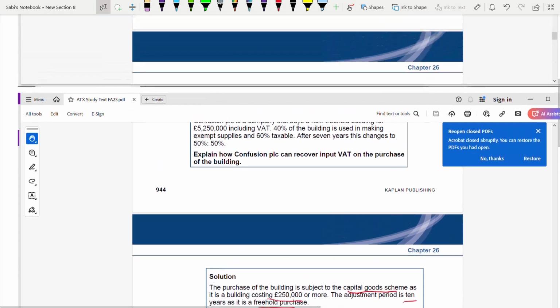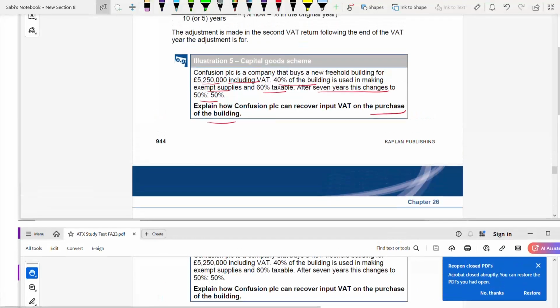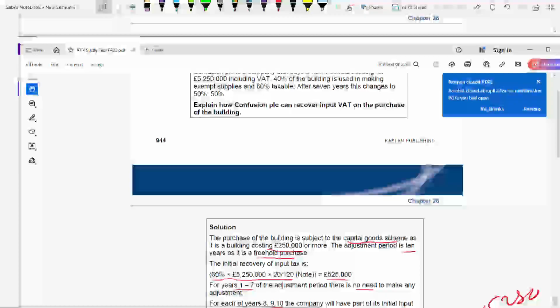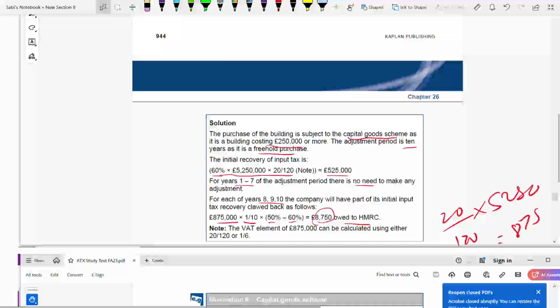Why do you have to owe it? How do you know that you have to owe to HMRC? See, earlier you were making 60% taxable supply, now you are making 50% taxable supply. It has reduced by 10%. You are making less taxable supply, which means you will recover less input tax. You have to pay to HMRC, so you owe this amount to HMRC.